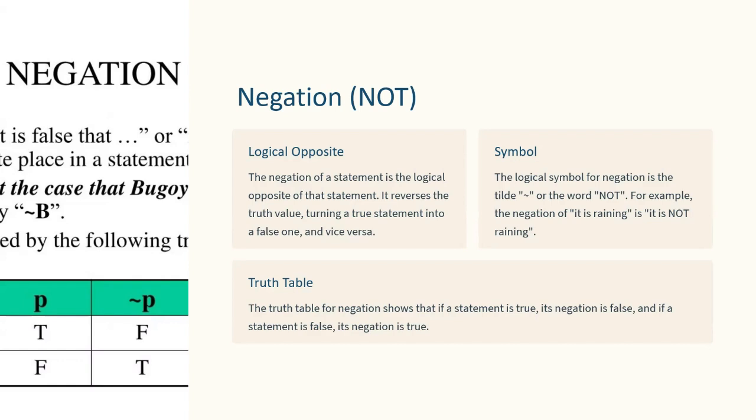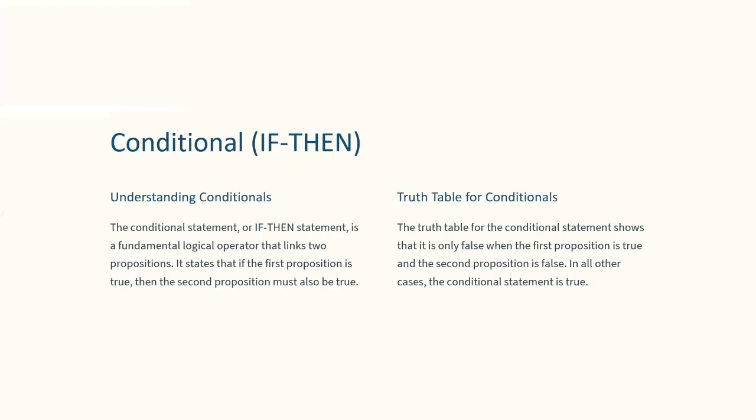The logical symbol for negation is the approximation symbol or the word not. For example, if it is raining, then the negation of that statement will be it is not raining. Conditional or if-then statements.